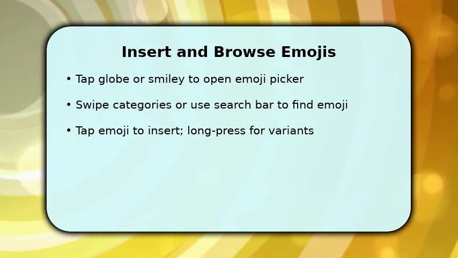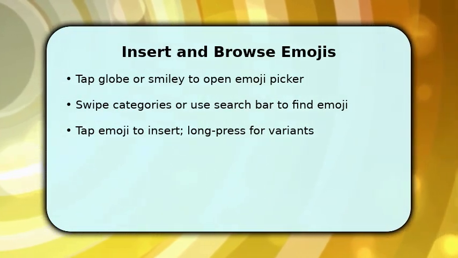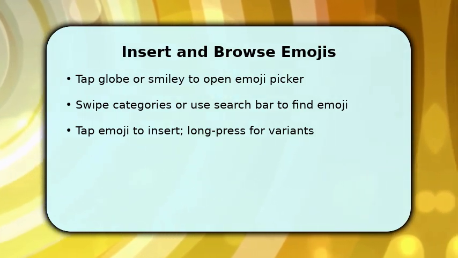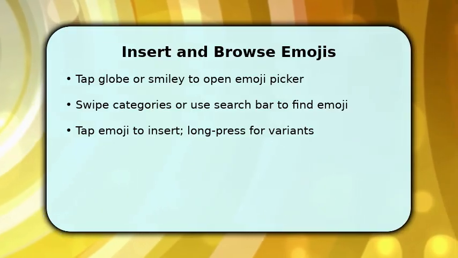Now you'll insert emojis into any text field. When you're typing, tap the globe or smiley icon on the on-screen keyboard to open the emoji picker. That switches from letters to icons.